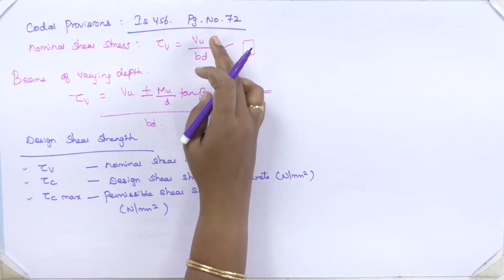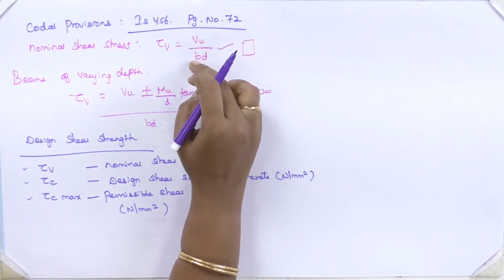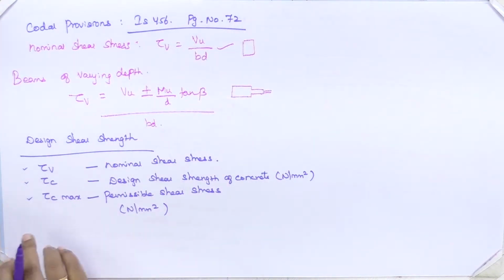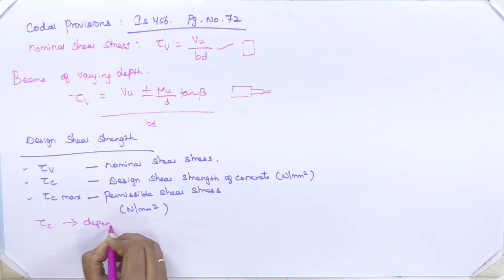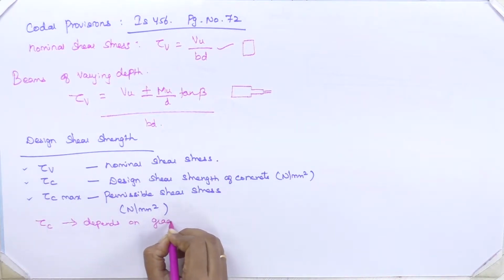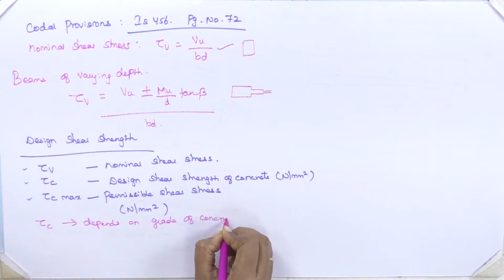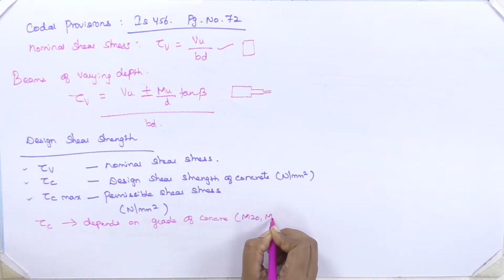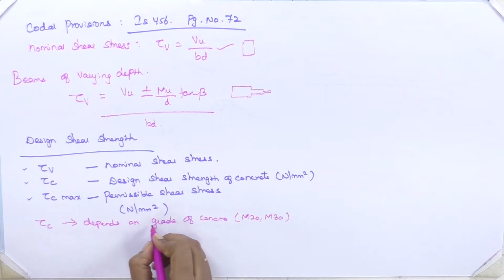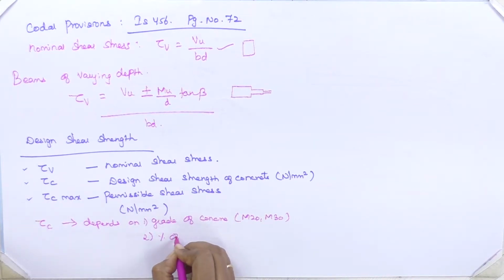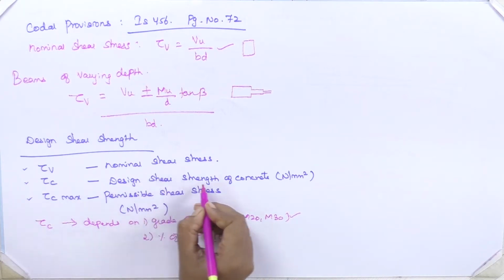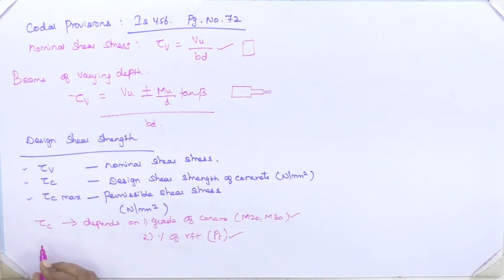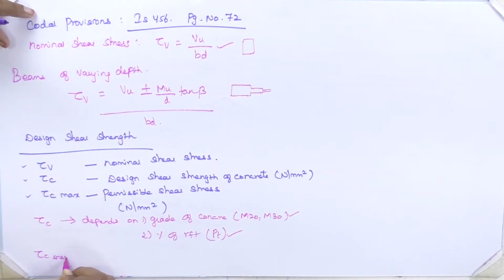Tau V depends upon the amount of the reaction over there and the cross section of my beam. How does tau C depend? The tau C depends on the grade of concrete, say M20, M30 like that. Second one, percentage of reinforcement, that is the PT value. So based on the grade of concrete and the PT value, the design shear strength of the concrete changes.